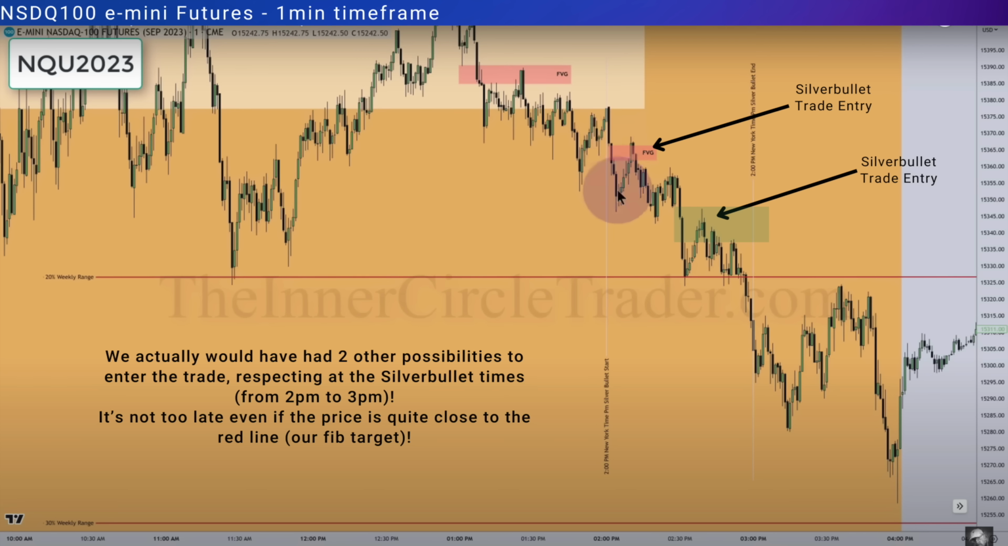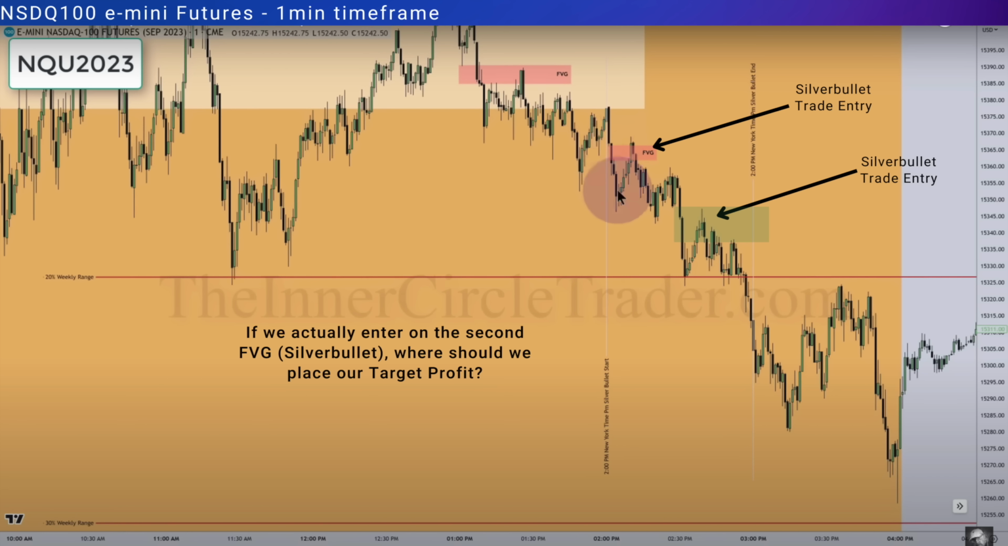So looking at the Thank God It's Friday strategy and looking from 2 p.m. until 3 p.m. New York local time, we would have two other possibilities to enter the trade, respecting the silver bullet times. It's not too late, even if the price is getting quite close to the red line, our Fibonacci first target, the 20%. It's not too late. Why? We trust the strategies, we trust the silver bullet trade entry.